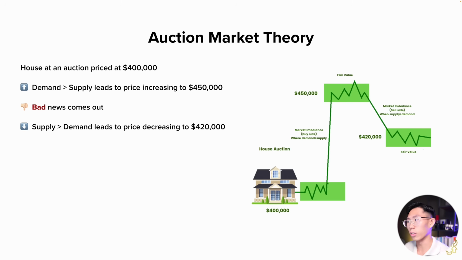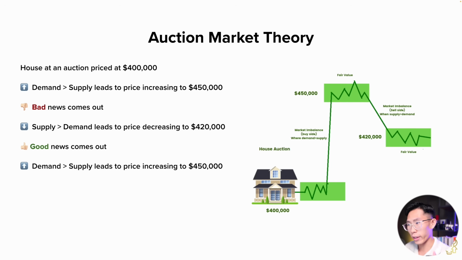However, let's say later on, good news comes out again. If you buy this house, you get a nice Tesla for free. Buy one, get one free. This is obviously not real, but let's say it's real. Later on, good news comes out, and this causes the price to increase back to $450,000, right? Because now there are people who are more interested in the house and demand exceeds supply once again.